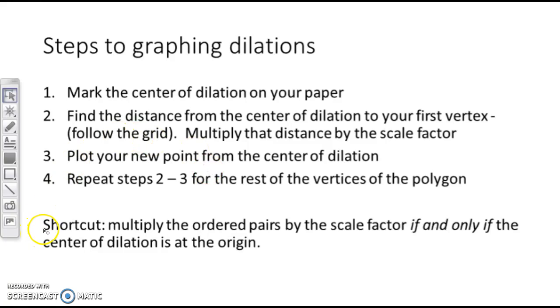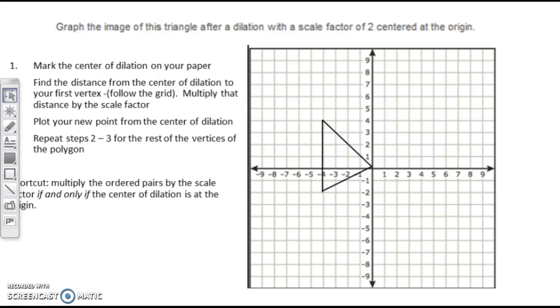I also put up here that there is a shortcut. If and only if the center of dilation is at the origin, then you can just multiply the ordered pairs by the scale factor. So I'm going to start showing you all of that.